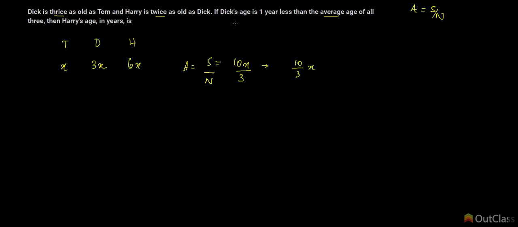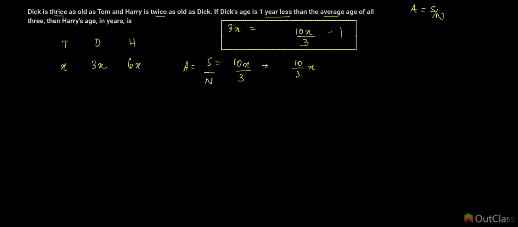And the statement here is Dick's age is 1 year less than the average. Dick's age is 3x. It is 1 year less than the average. That's the equation. Take the sentence, take it bit by bit. The part before the "is" is LHS, equal to RHS.